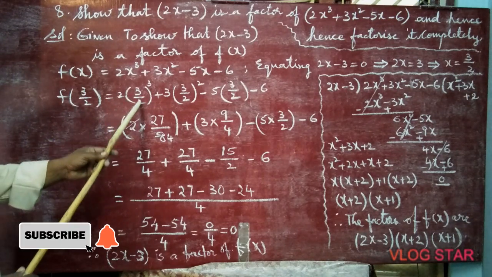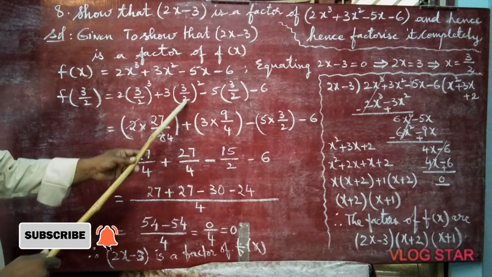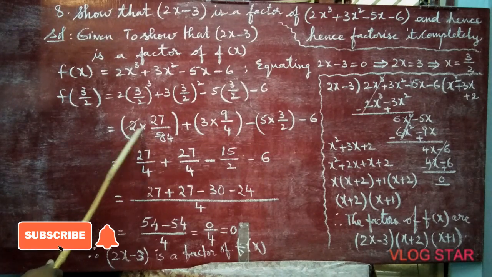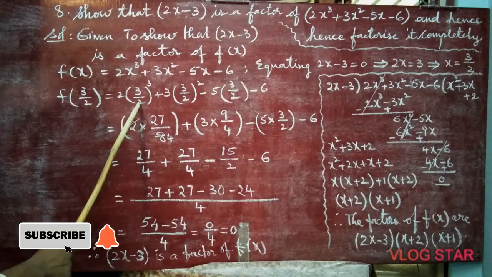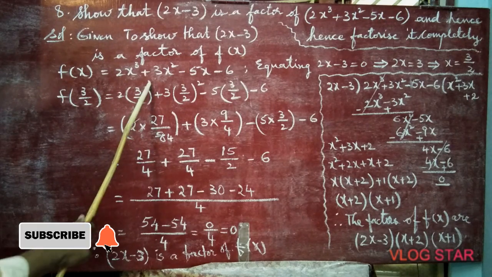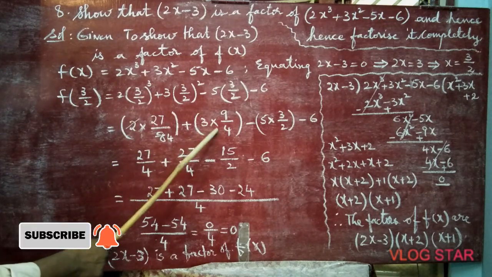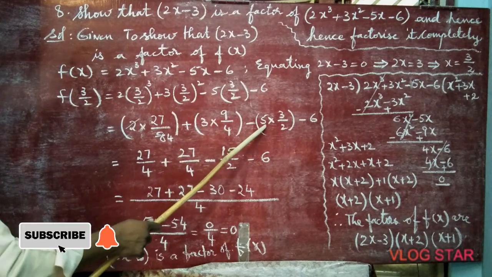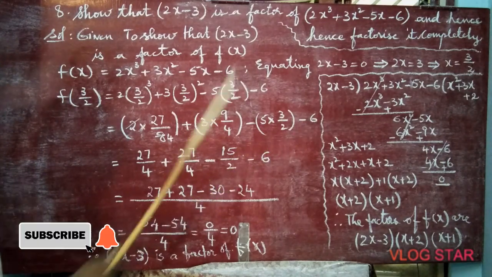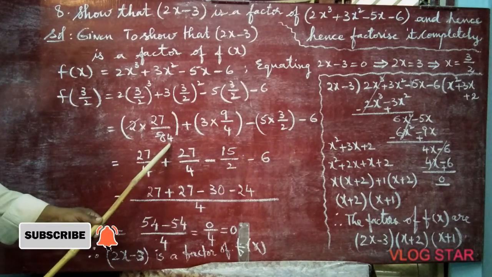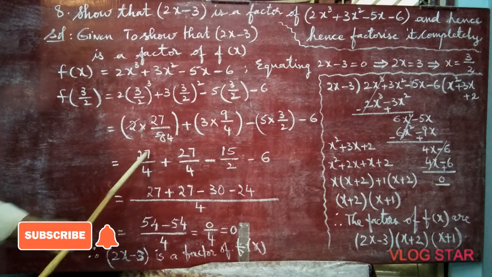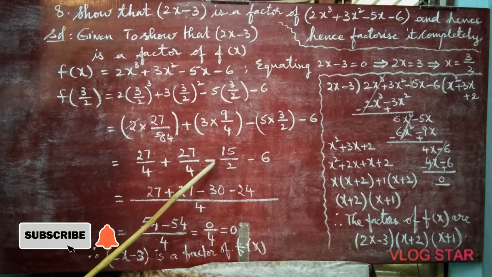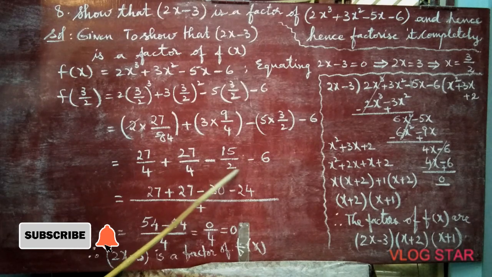So 2 into (3/2) whole cube plus 3 into (3/2) whole square minus 5 into 3/2 minus 6. Now 3 cube means 27, 2 cube means 8. 3 into 3 square means 9, 2 square means 4, minus 5 into 3 by 2 minus 6. 2 goes in 8 four times, so 27 by 4. Here there is no common table. So 3 nines are 27 by 4 minus 3 fives are 15 by 2 minus 6.